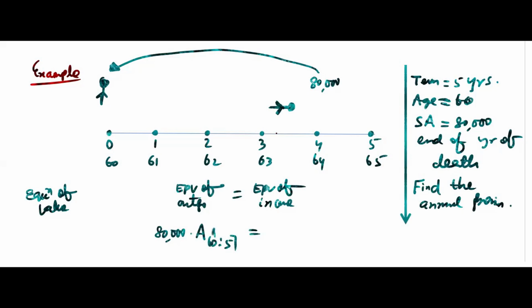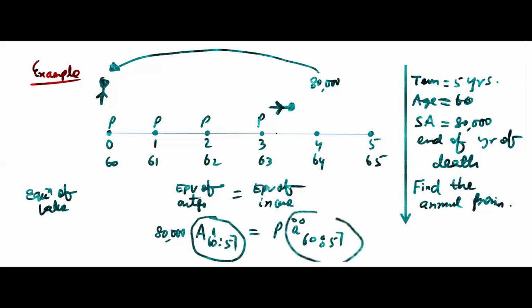EPV of income, income in advance. So that will be P a-due 60:5. You need to see this from the table. You need to see this from the table. That's all. You put it here, and then P will be the left-hand side divided by this. You get the answer. That's all.